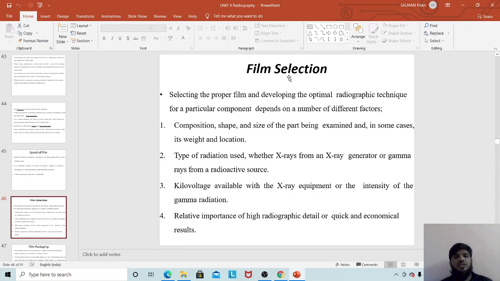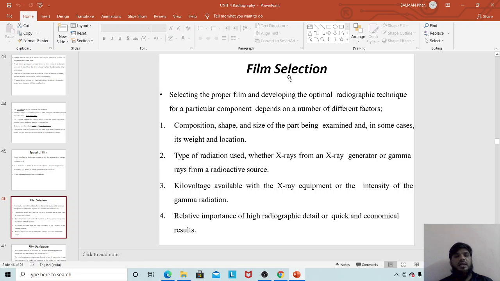So the film selection, how the films have to be selected, we have some criteria. The first thing we have to see is the composition, the shape, and the size of the part where we are going to use it. Sometimes we even consider the weight of the object, where the location is, and how the film has to be kept. So we have to see in which location we are going to use those films.